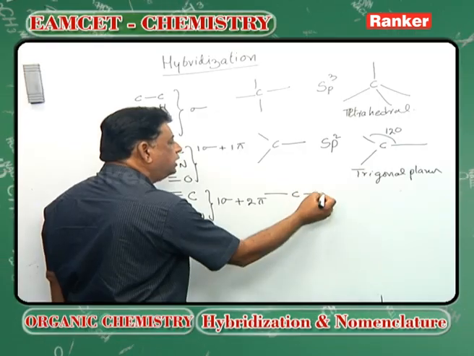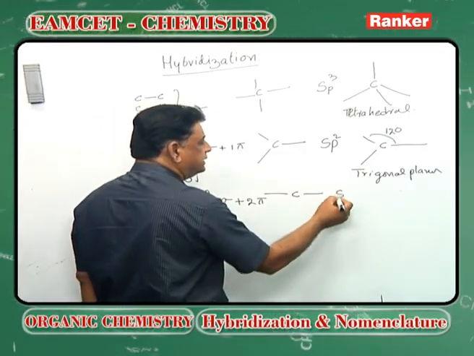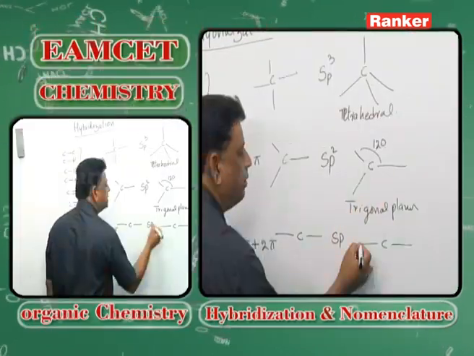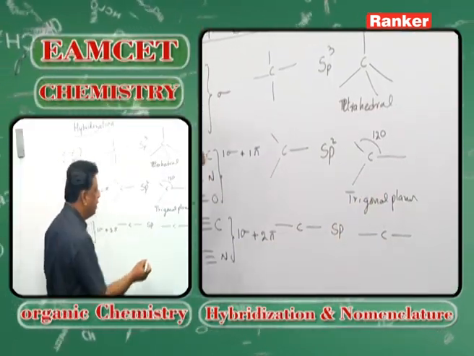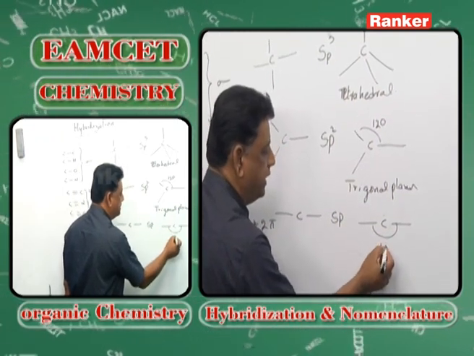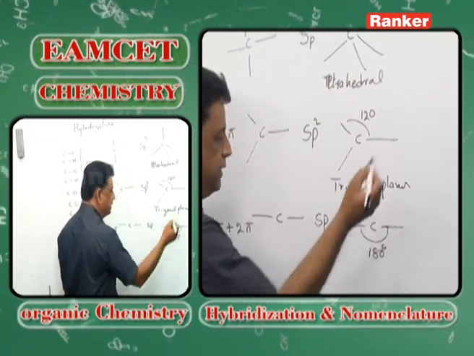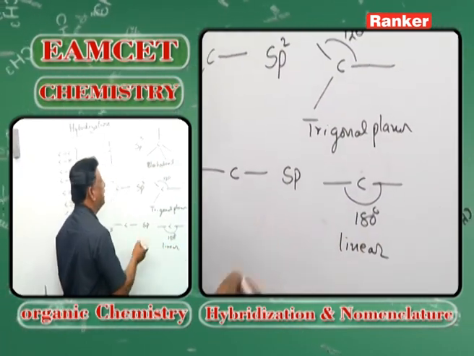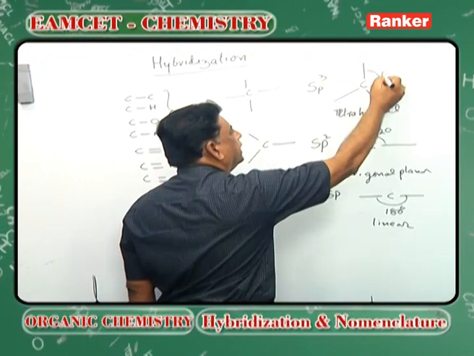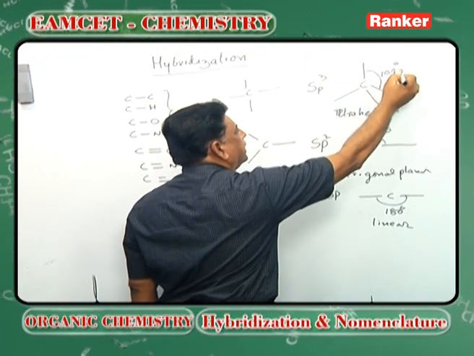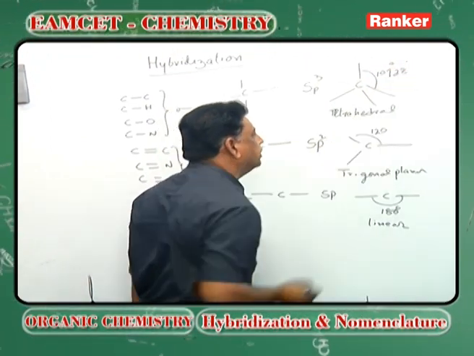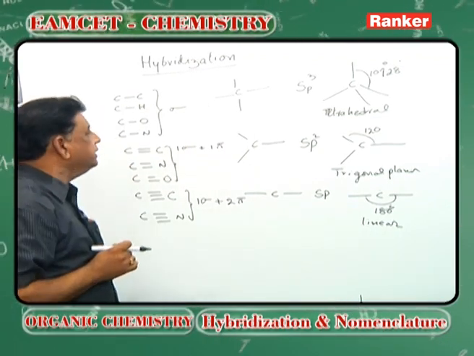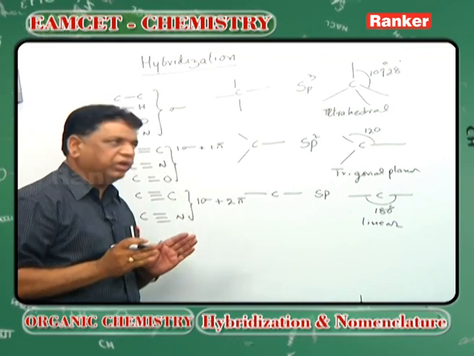Whenever carbon makes only 2 sigma bonds, this is sp hybridization, and the carbon will have 2 sigma bonds opposite to each other. The bond angle will be 180 degrees, and obviously it is a line, therefore it is known as a linear structure. And the angle here is 109 degrees 28 minutes. So these are the 3 types of hybridization that carbon undergoes in 3 different varieties of molecules.